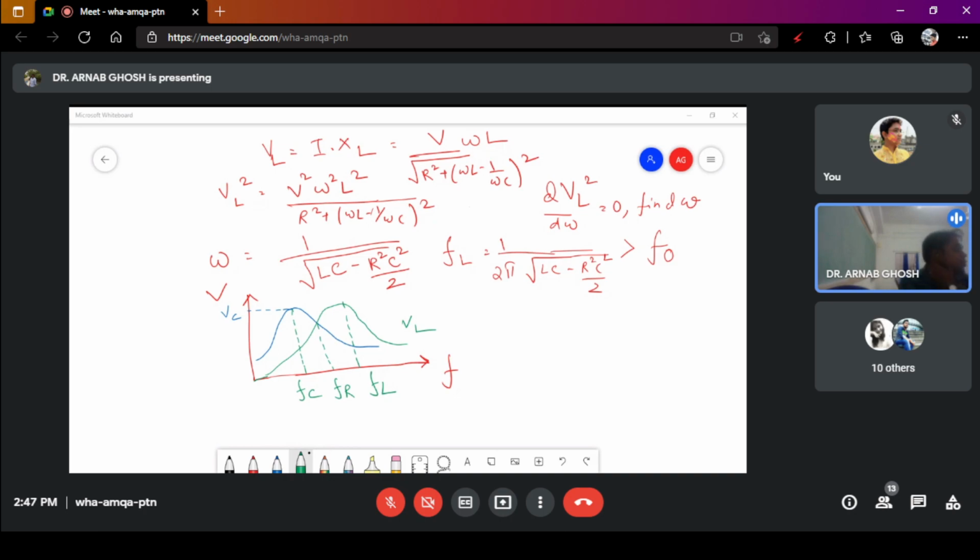So if you are asked to draw the V versus F curve for a series RLC circuit at resonance, this is the nature of the curve. This is your resonant frequency. This is the frequency at which FL is maximum.